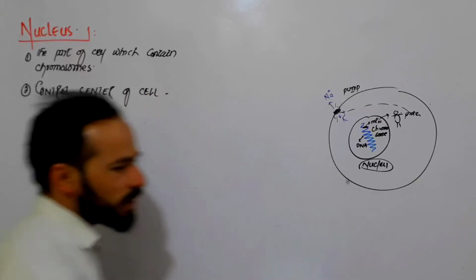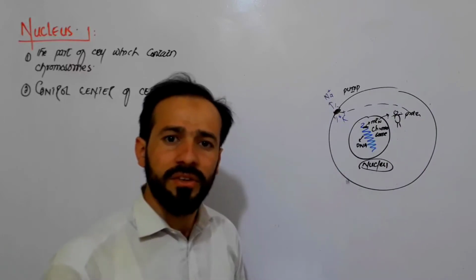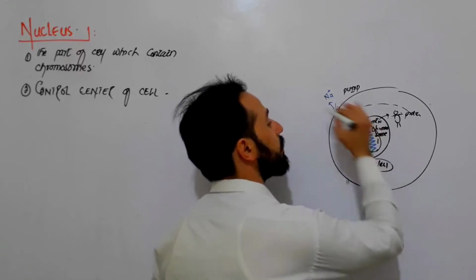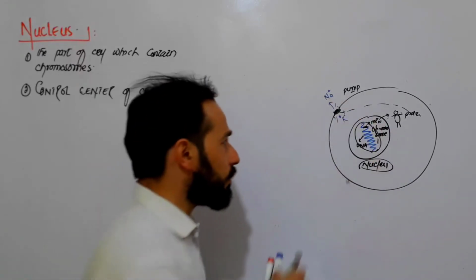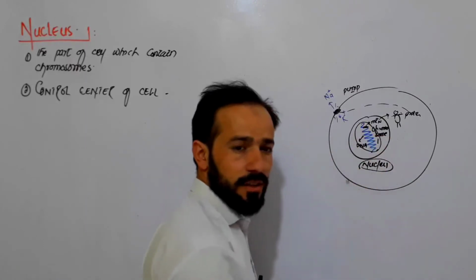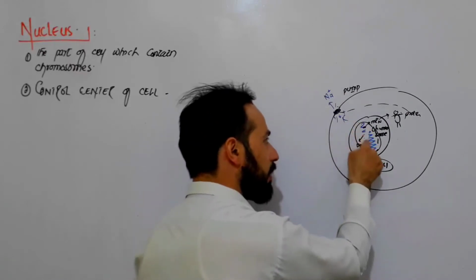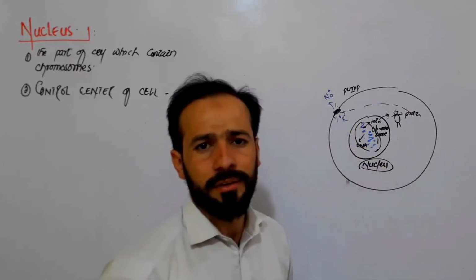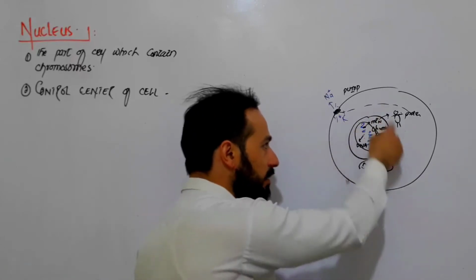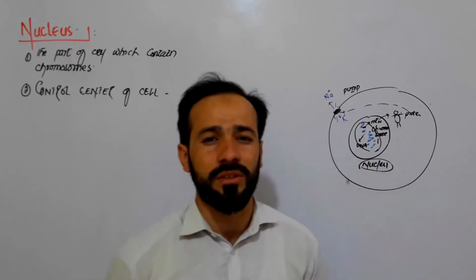What does it mean? It means that whatever happens in the cell is controlled by the nucleus. Why? Because the nucleus contains the controlling material, the DNA. The cell is in control of this DNA. If the DNA is functional, the cell will work well. But if the DNA is damaged, the cell will stop working, because the controlling mechanism has failed, and the controlling mechanism is present in the nucleus. So we say the nucleus is the control center of the cell.